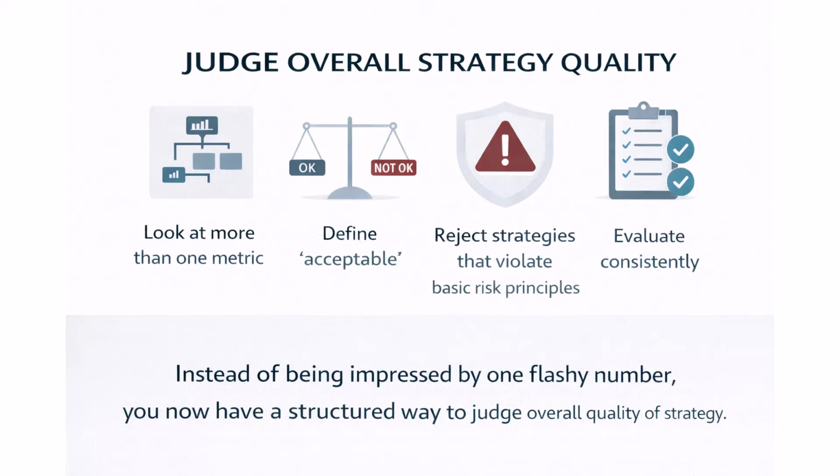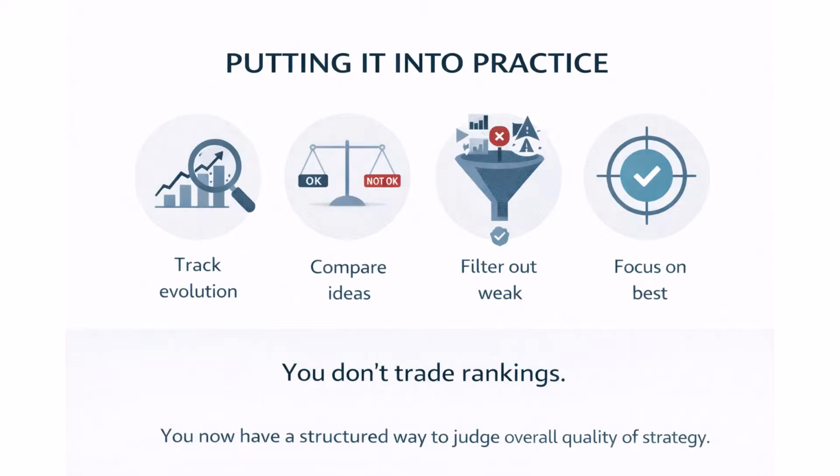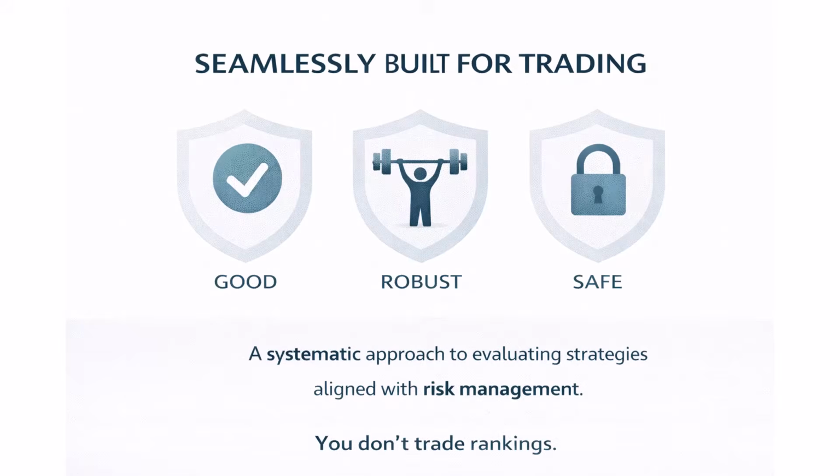And because the score is absolute, you can use it in many practical ways. For example, you can now track how a strategy evolves over time, or compare new ideas against existing ones. You can filter out weak strategies before wasting time on them, which is actually my favorite, and focus your attention on systems that actually meet your standards. And most importantly, this system reflects how real trading decisions are made. You don't trade rankings, you trade strategies that are good enough, robust enough and safe enough.